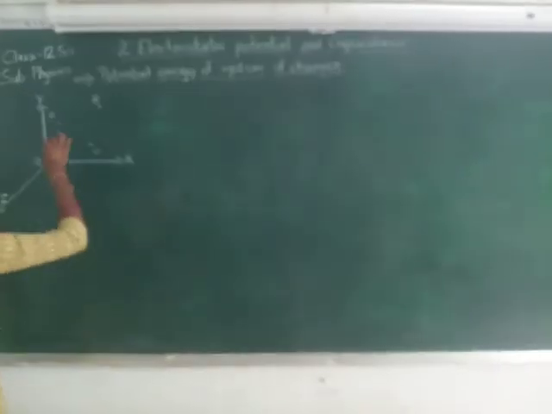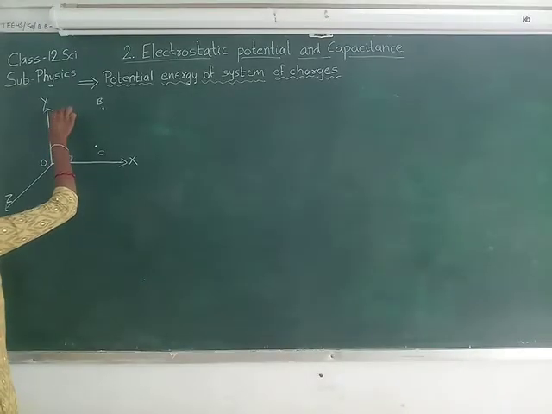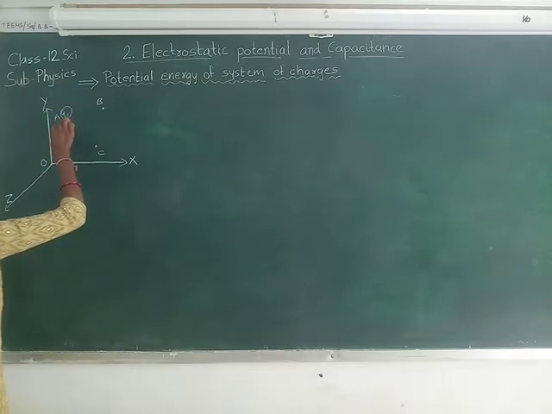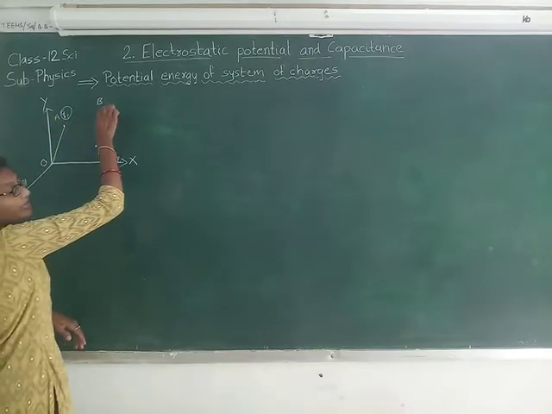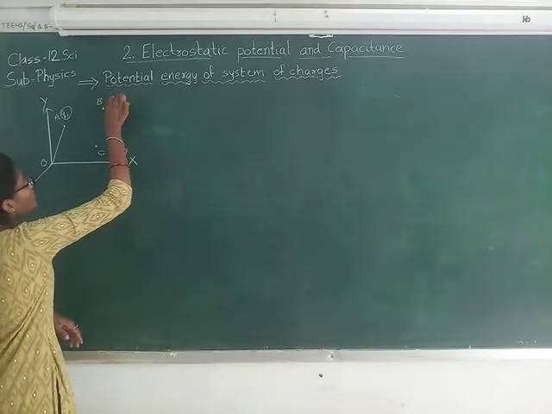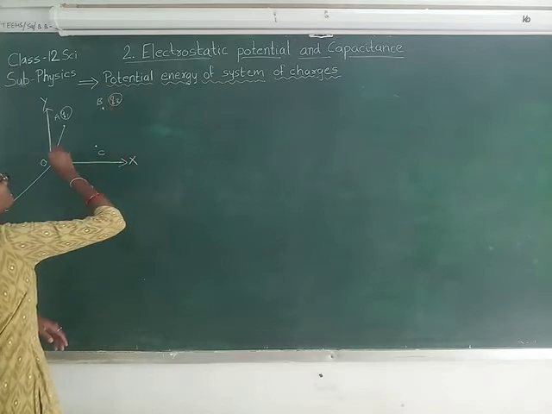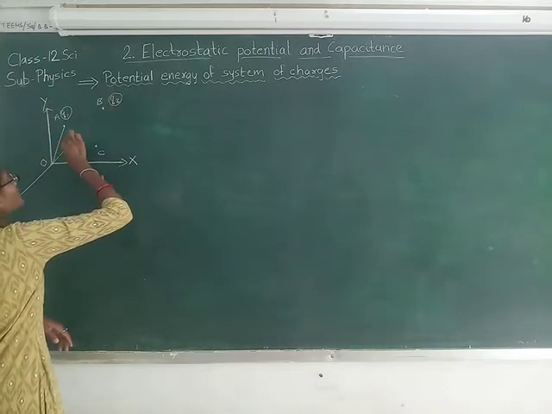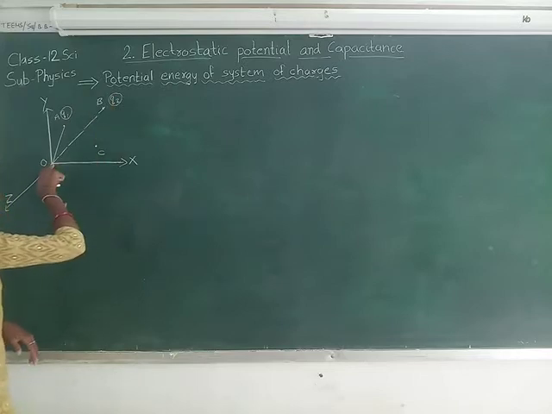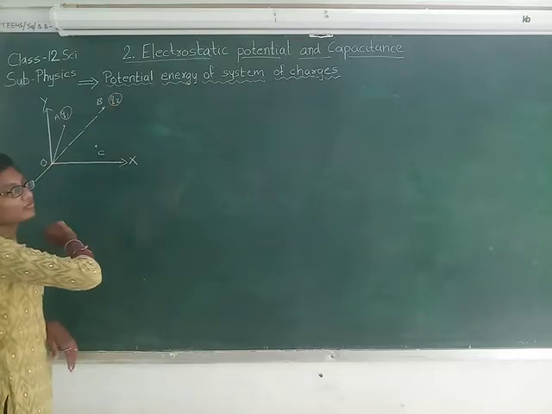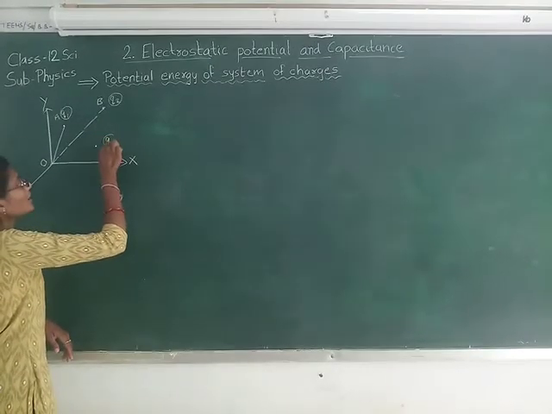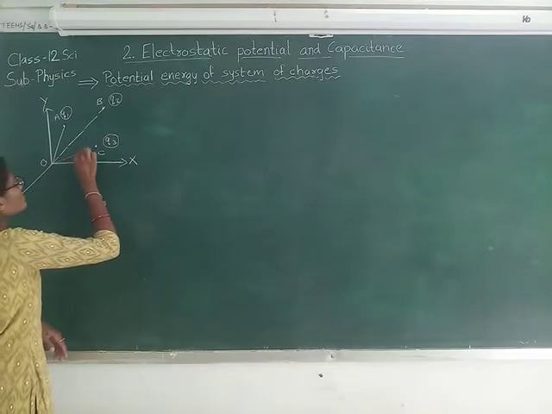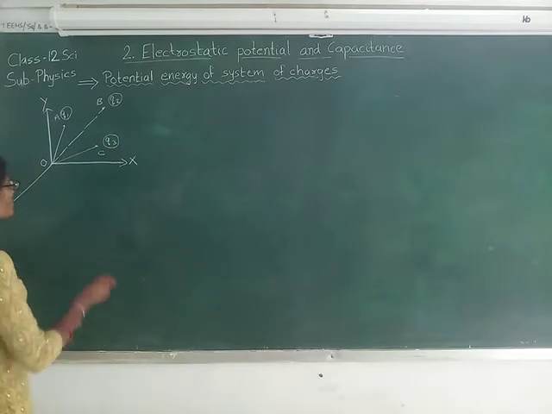So let us consider that at point A we need to place the charge Q1, its position vector with respect to this pole, that is R1 vector. At point B we need to bring the charge Q2 and its position vector with respect to this origin, that is the reference point, is R2 vector. At point C we need to place the charge Q3 and let the position vector with respect to that be R3.